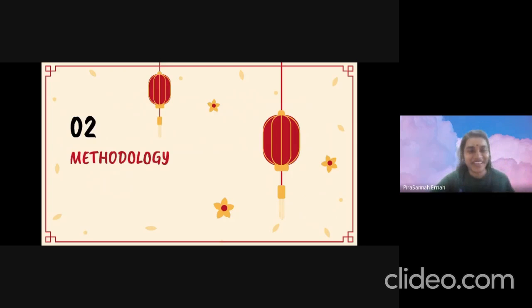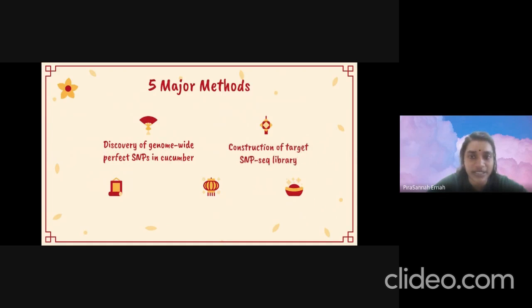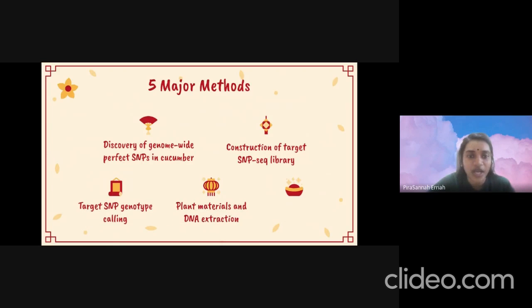I would like to focus on the methodology part of this research, where there are 5 major methods that have been conducted in this experiment. The first one is the discovery of genome-wide perfect SNPs in cucumber. Second, construction of the target SNP sequence library. The third, the target SNP genotype calling. The fourth is plant materials and DNA extraction. And the last one is the data analysis.